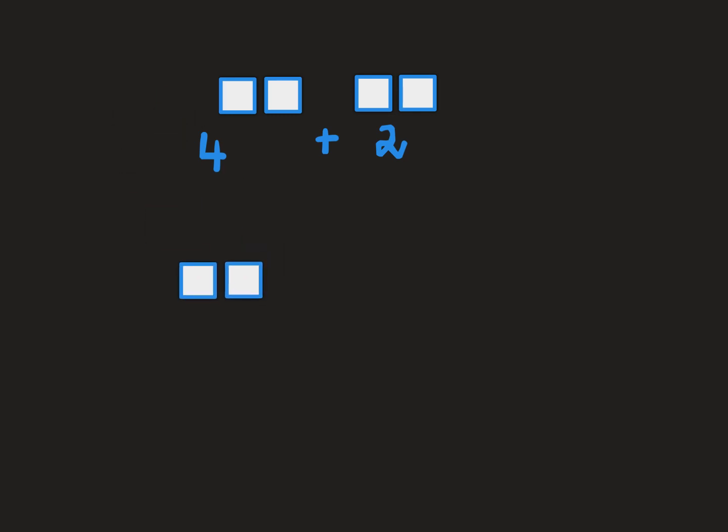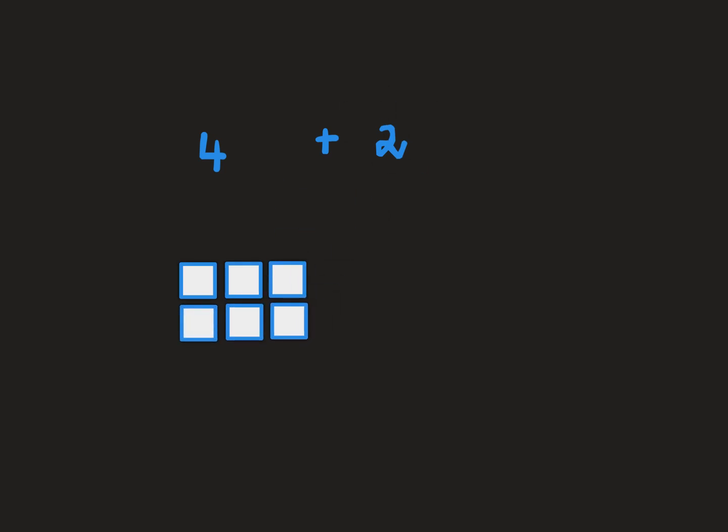I could do it like this. I could have, here we go, 2 rows of 3. I've now expressed the same amount multiplicatively. I've said 4 plus 2 is 6, but also 6 is equal to 3 times 2.